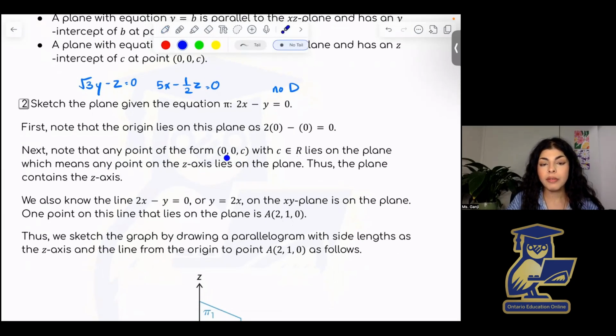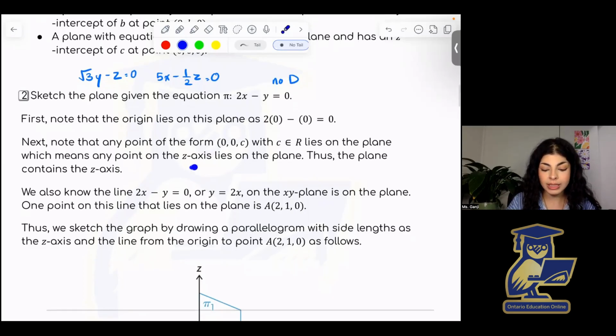And so that's what is written here. So any point of the form 0, 0, c, because you can pretty much choose any value of c, will be on this plane as well. Because if x and y are 0, then it doesn't really matter what our z value is. This equation will be satisfied regardless. So c can be any value when x and y are 0. And so what this tells us is that any point on the z-axis, which will be of the form 0, 0, c, is actually a point on this plane as well.